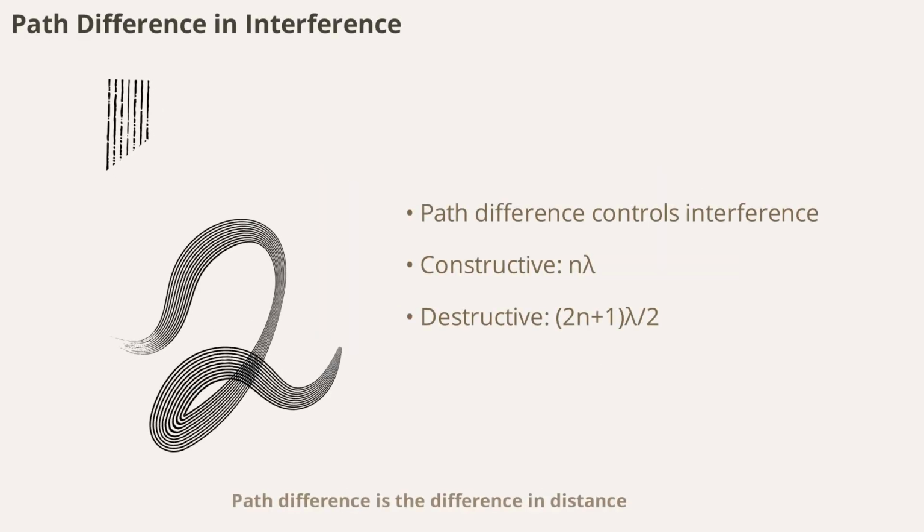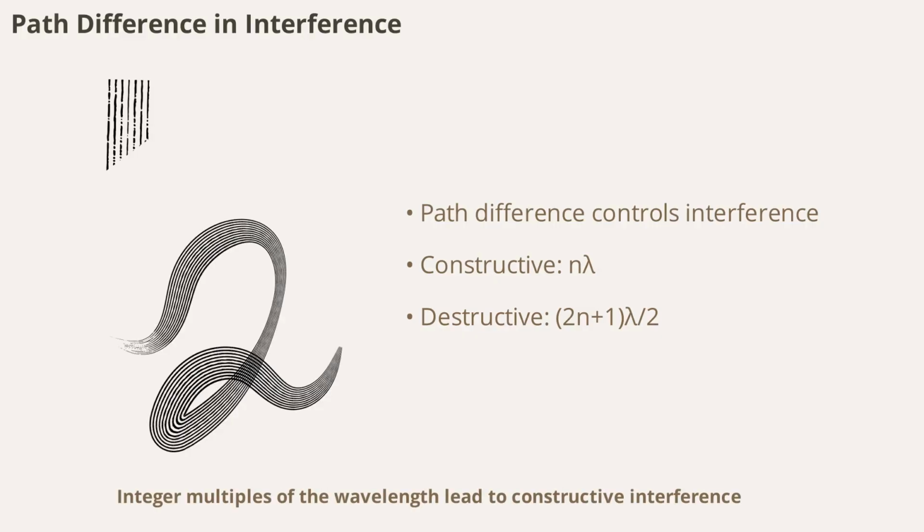Path difference is the difference in distance traveled by two waves before they meet. In interference, the path difference determines whether the waves will constructively or destructively interfere. Integer multiples of the wavelength lead to constructive interference, while odd multiples of half the wavelength cause destructive interference. This concept is crucial for predicting and analyzing interference patterns.